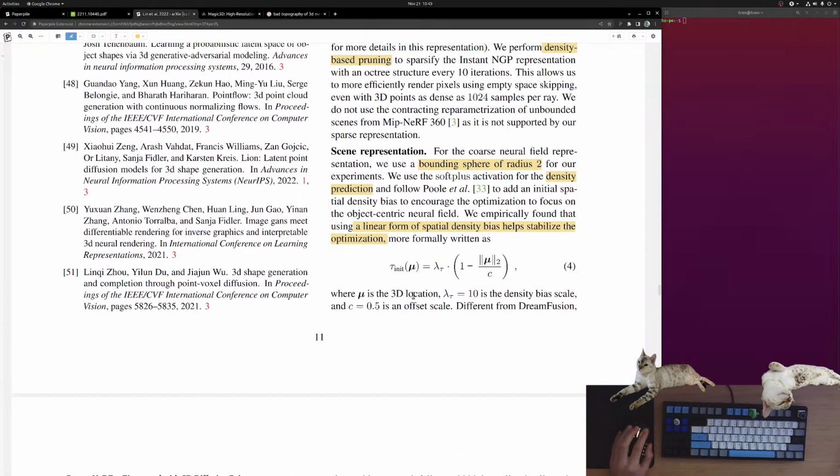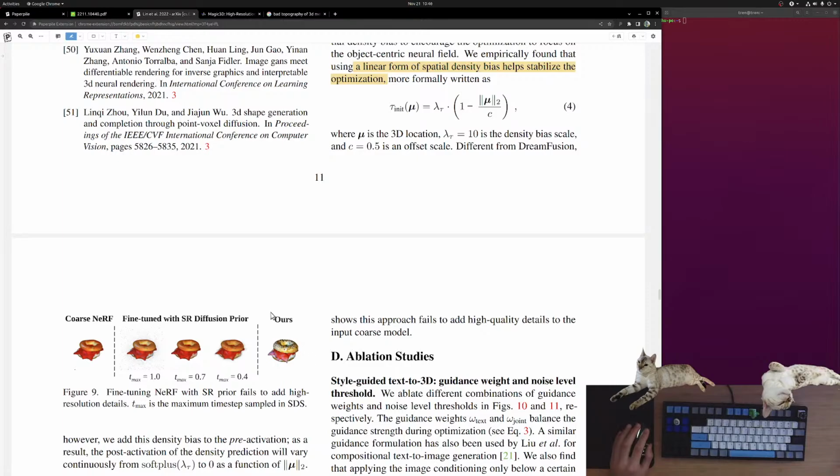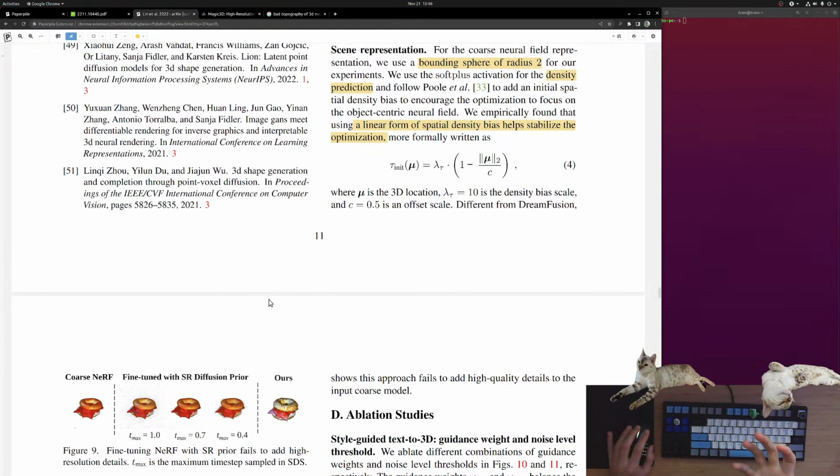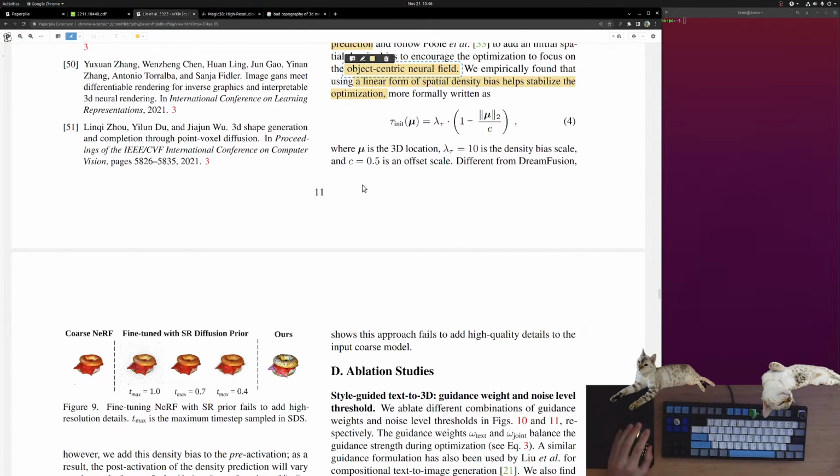Okay, so this is kind of cool. Whenever you are inside this volume where you're going to be rendering your object, you want it to be centered, right? Object-centric neural field. In general, the density within the middle of that little cube should be higher than the density outside. So they add this bias, which says that there should be more density in the middle than on the outside, and that forces the object to be in the middle, which is kind of cool.